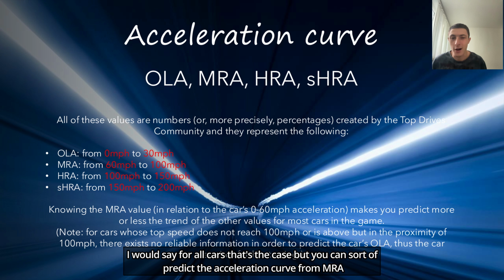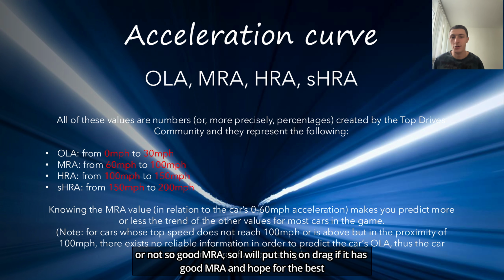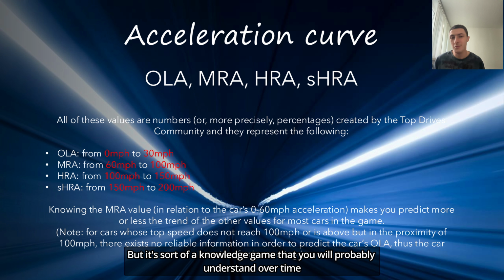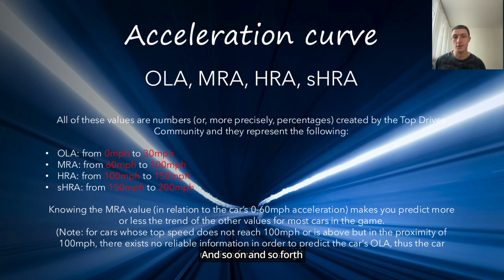I would say that's the case for all cars, but you can sort of predict the acceleration curve from MRA, and so if you don't really know the time, you can say, oh well, I remember this car having good MRA or not so good MRA, so I will put this on drag if it has good MRA and hope for the best, and maybe it wins, maybe it doesn't. But it's sort of a knowledge game that you will probably understand over time. So you will know which cars will have good MRAs and which cars don't, and so on and so forth.